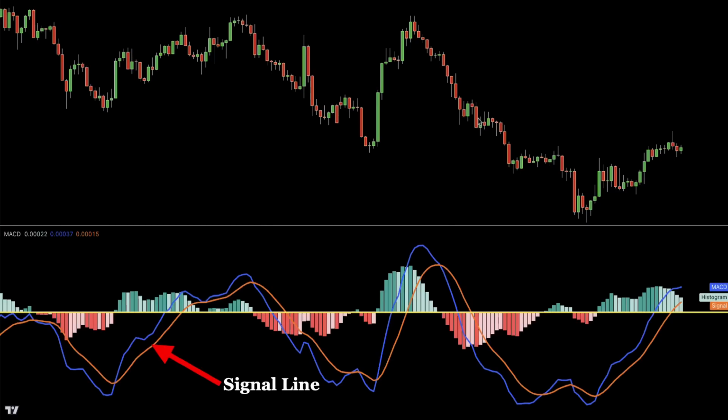Next, we have the signal line. The signal line is a 9-period exponential moving average of the MACD line. It helps generate buy and sell signals through crossovers with the MACD line.